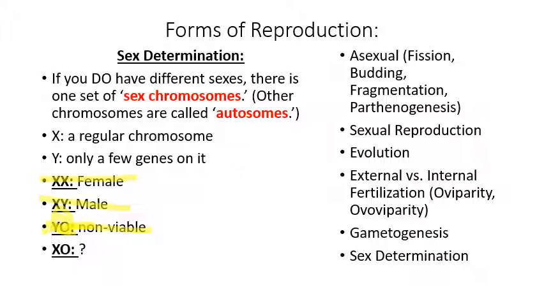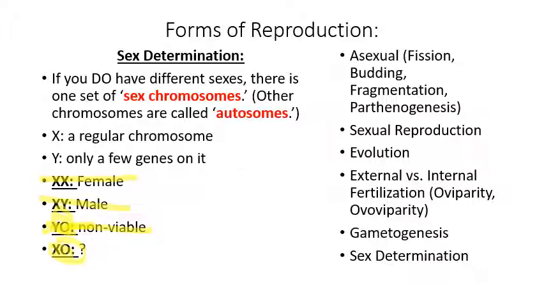Okay, what about an X? I said that the X is a regular chromosome. What if you have an X due to an accident during the creation of gametes? What if you have an X and no other X? Or what if you have an X and no Y? That would be XO. Right? So what would that be? Well, as I said, if you don't have a Y, then by default you will become a female.